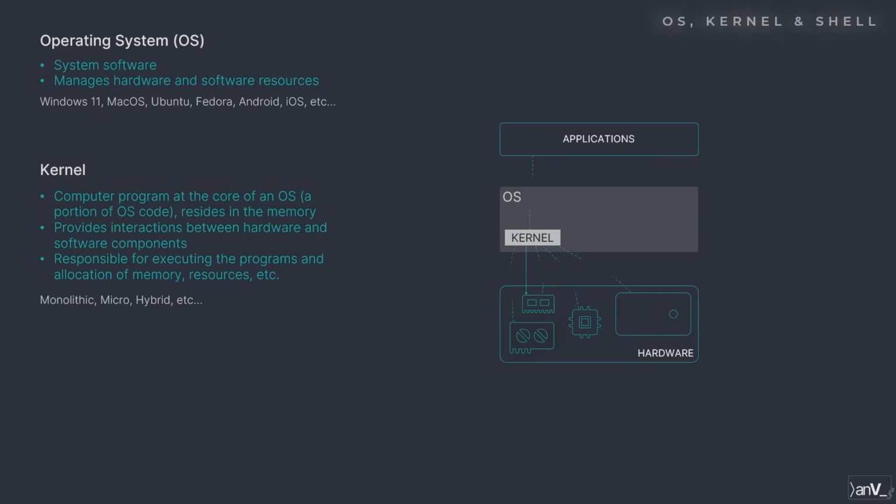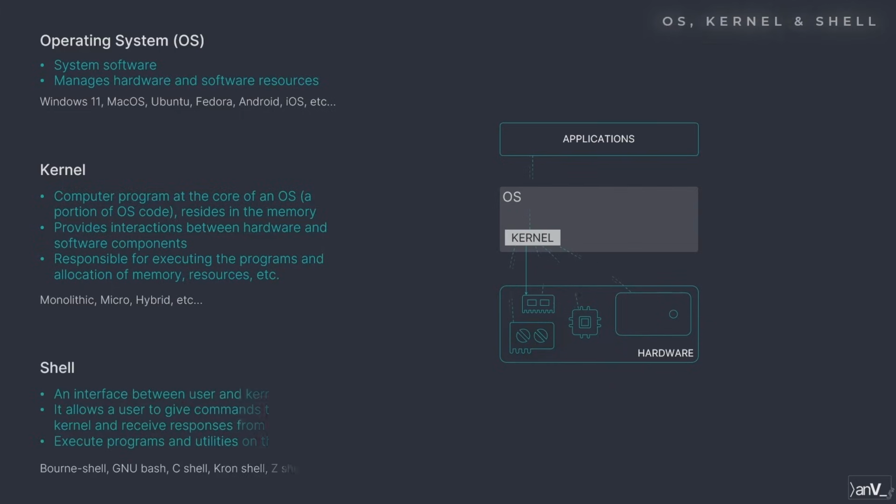And if a user wants to interact with the kernel, he or she would need a program that can do that, which is where a shell comes in. A shell allows the user to give commands to the kernel and get responses from it. Some examples are Bourne shell, Bash, C shell, Z shell, etc. Shells can be accessed using terminal applications like GNOME Terminal, Console, or iTerm.